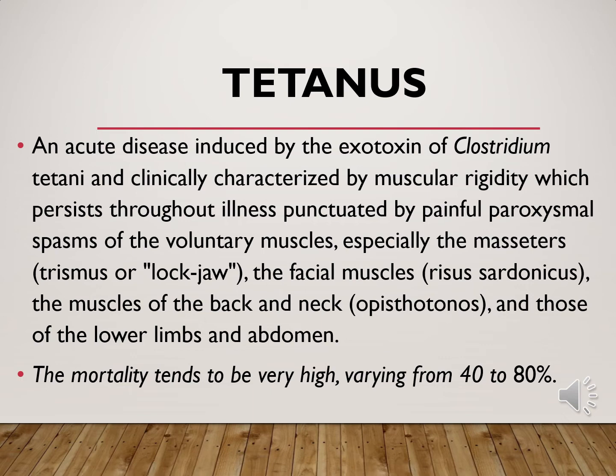Tetanus is an acute disease induced by the exotoxin of Clostridium tetani, and clinically it is characterized by muscular rigidity, which persists throughout the illness and which is punctuated by painful paroxysmal spasm of voluntary muscles, especially the masseters, which gives a characteristic appearance known as lockjaw, the facial muscles known as risus sardonicus, the muscles of the back and neck, and those of the lower limb and abdomen. The mortality tends to be very high, varying from 40 to 80%.